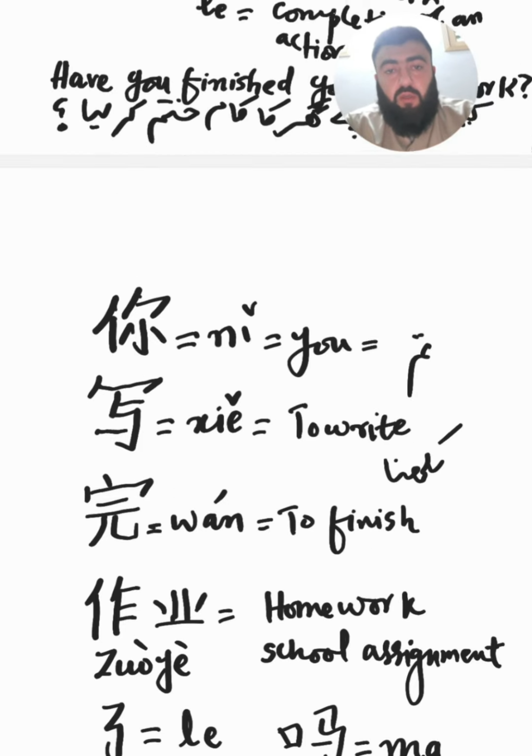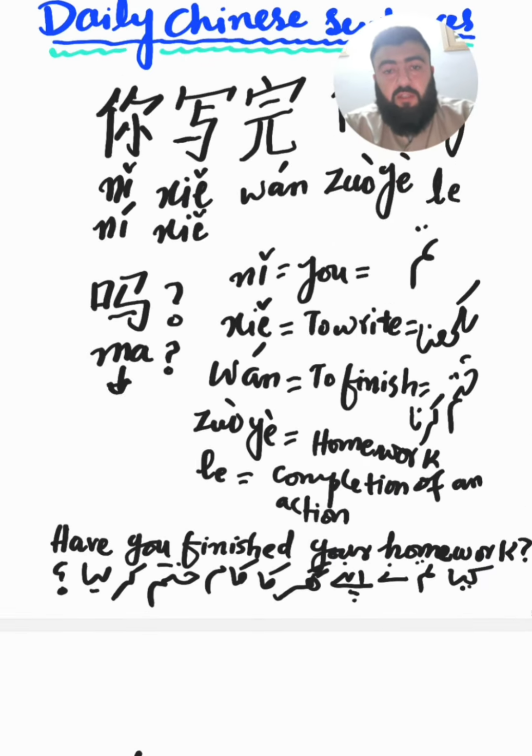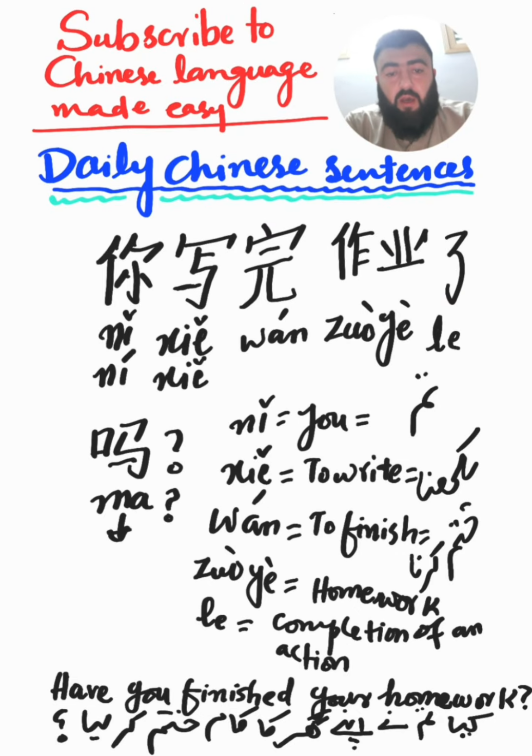Okay, one more thing about this sentence is that if you see here, I wrote second tone on ni. Why? Because if two third tone syllables follow each other, then the first third tone syllable changes into second tone and the second third tone syllable remains at its own place. So 你写完作业了吗？ Have you finished your homework? Have you finished your school assignment? This is how we write it.